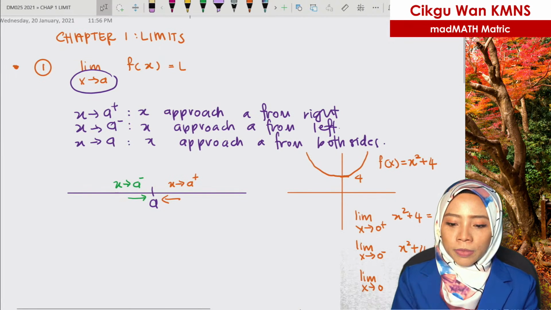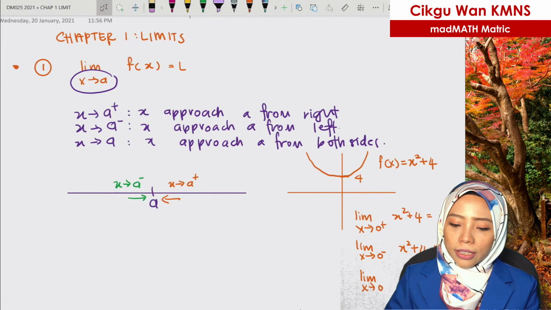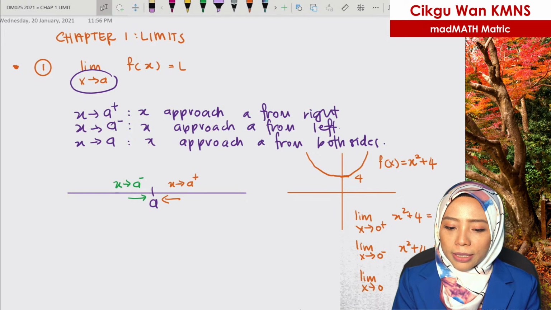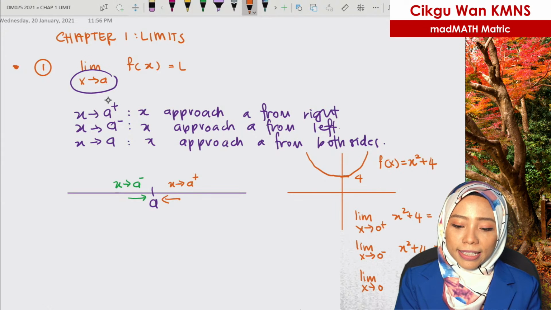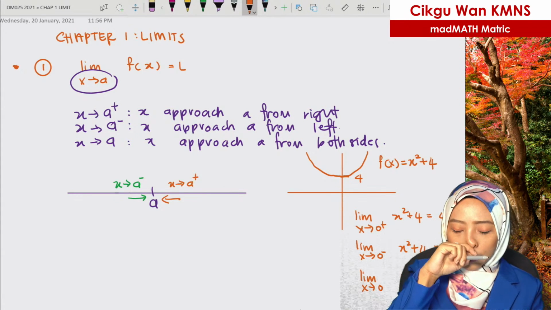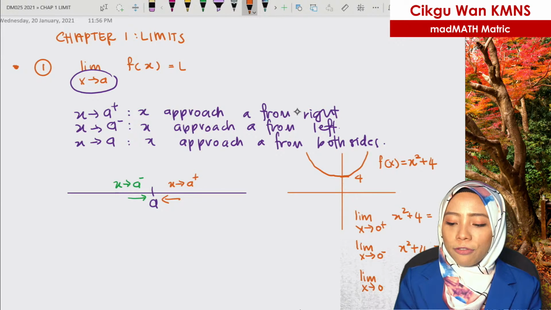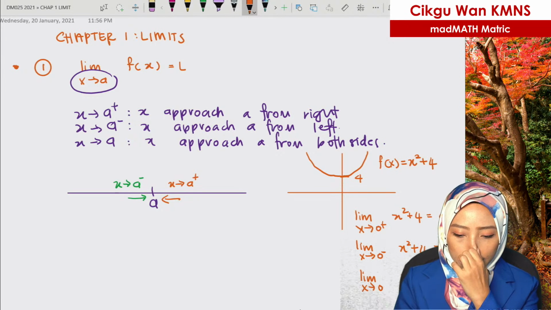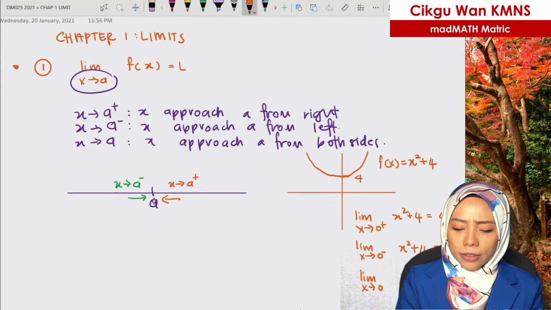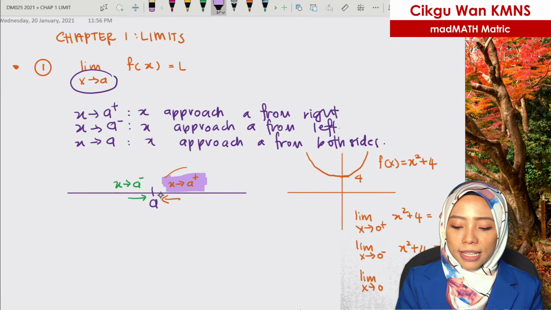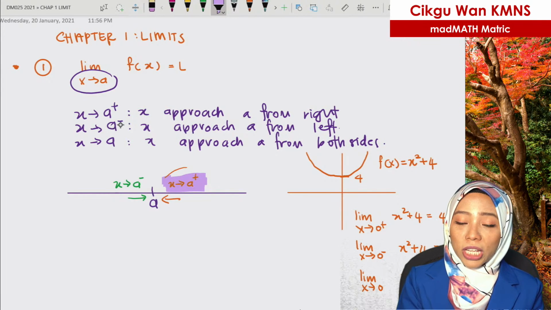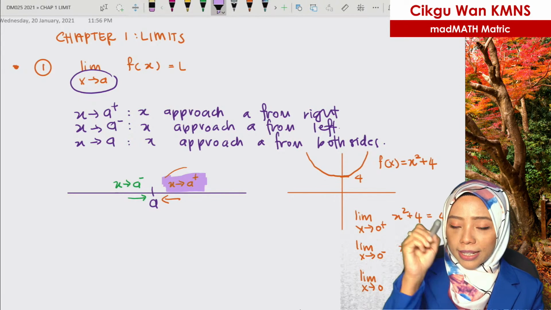Okay, let's look at the first subtopic. Now let's look at the chapter limits. Limit x approaching a value. This can be represented as a plus. You might see a to the power of plus, a superscript plus. It means that x is approaching a from the right. Like in this representation here, I've written down when x is approaching a. x approaching a from the right means this value. And then when x is approaching a from the left, it is presented as a superscript negative.